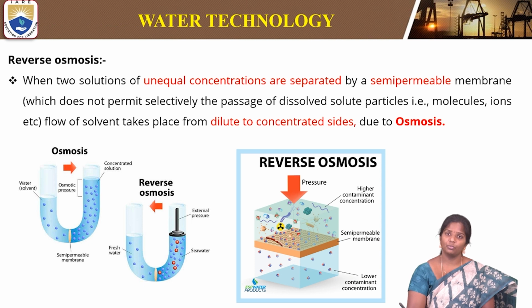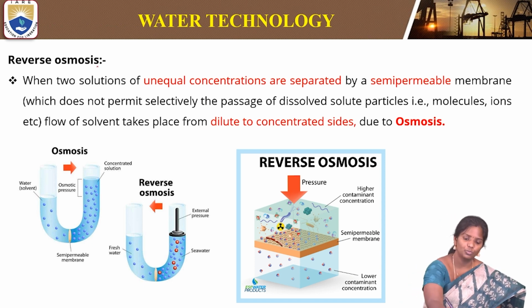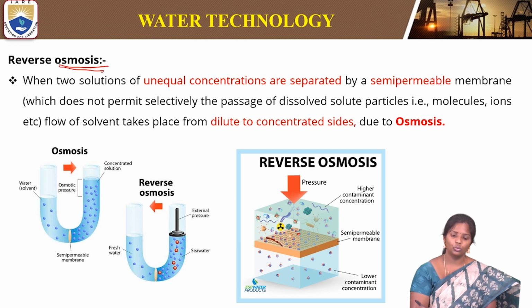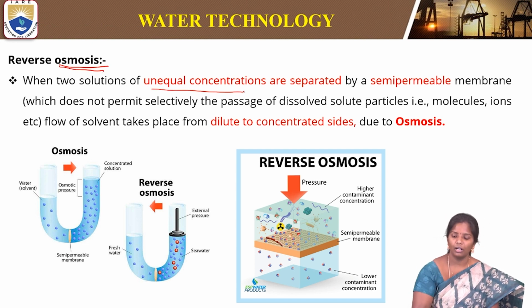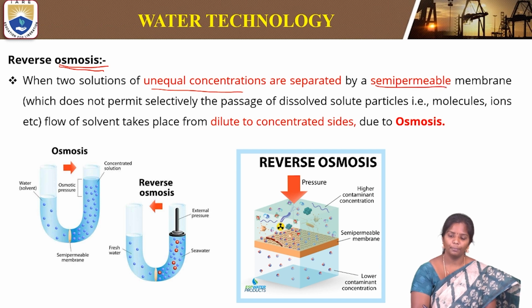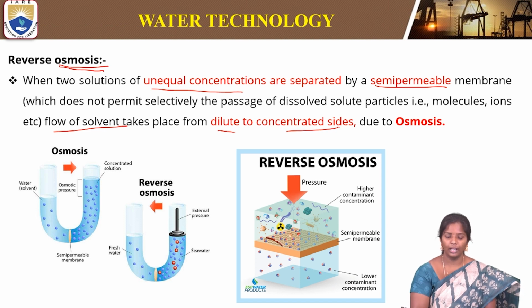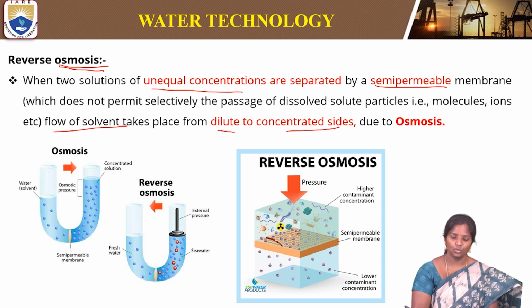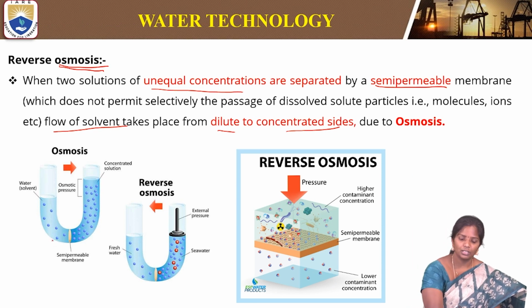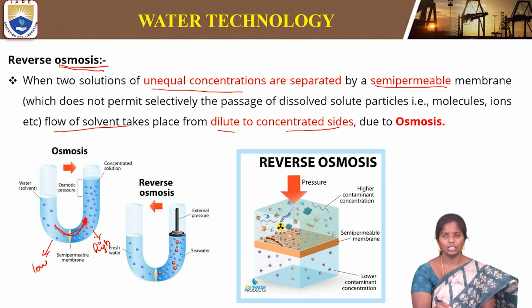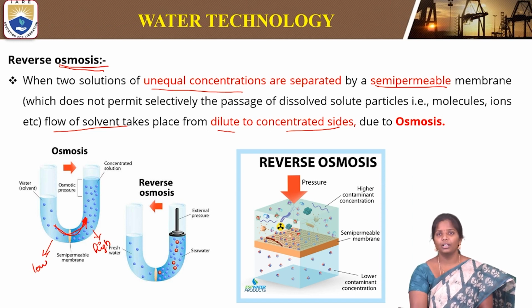Before understanding what is reverse osmosis, we should know what is osmosis. When two solutions of unequal concentrations are separated by a semi-permeable membrane, then flow of solvent takes place from dilute to concentrated sites. For example, this is the low concentration, and this is the high concentration. There is a flow of solvent from dilute to concentrated site. This is called the general phenomenon, or the principle of osmosis.